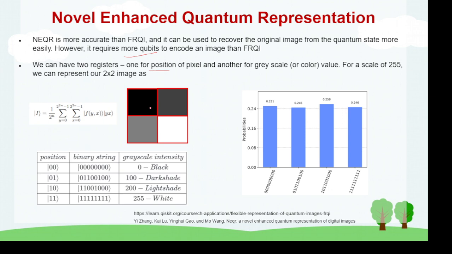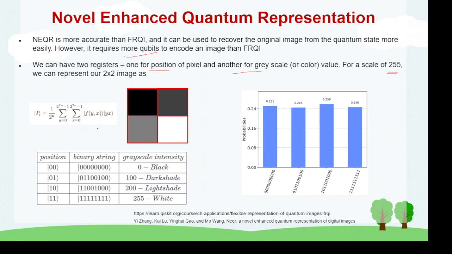But the intensity of the pixels is totally encoded in another register. So the size of the register, or the number of qubits, will depend on the resolution we are interested in. For example, 0 to 255, which is the standard way of specifying grayscale, means we will have 8 qubits to represent it, correct?